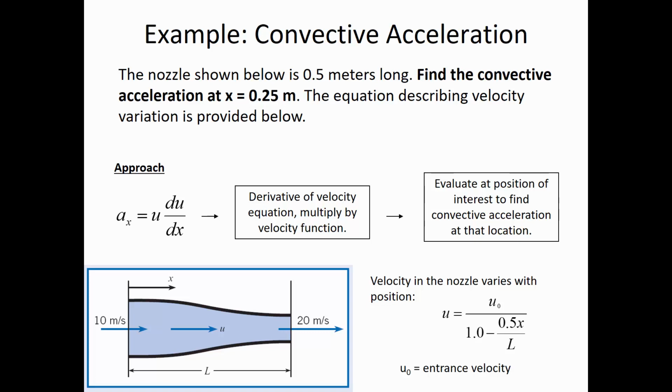So a sub x is going to be 0.5 u naught squared divided by 0.5, times 1 minus 0.5 times 0.25 divided by 0.5, and all of that is cubed.